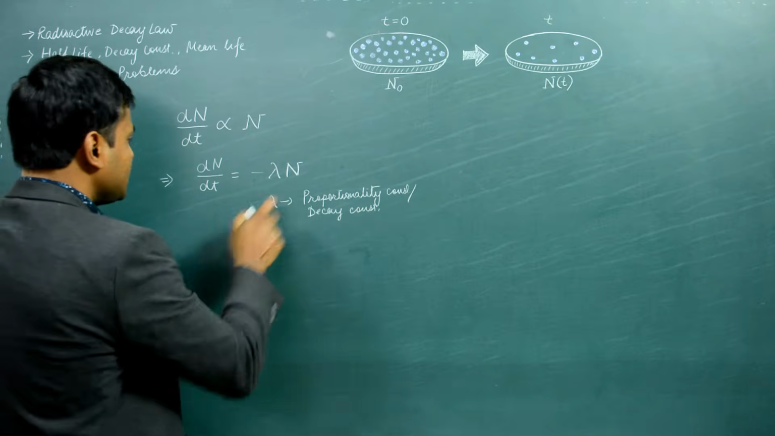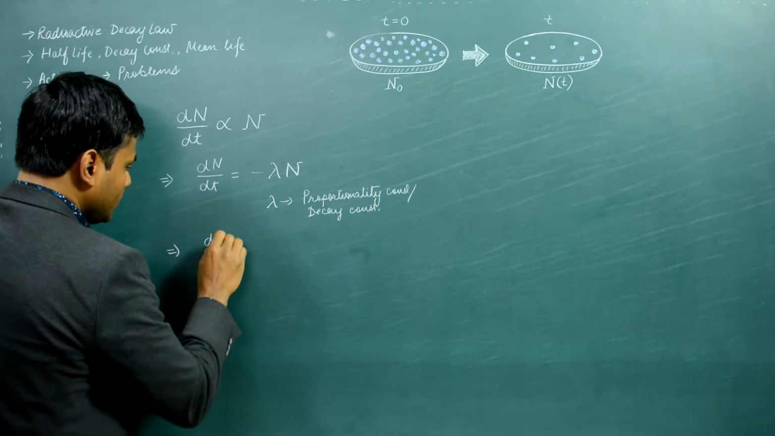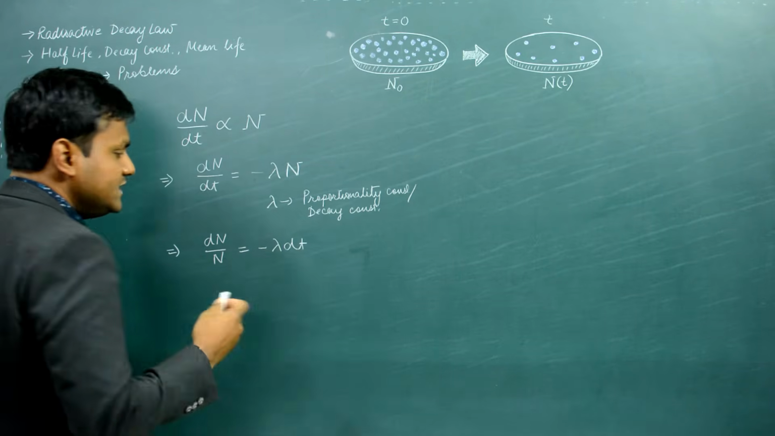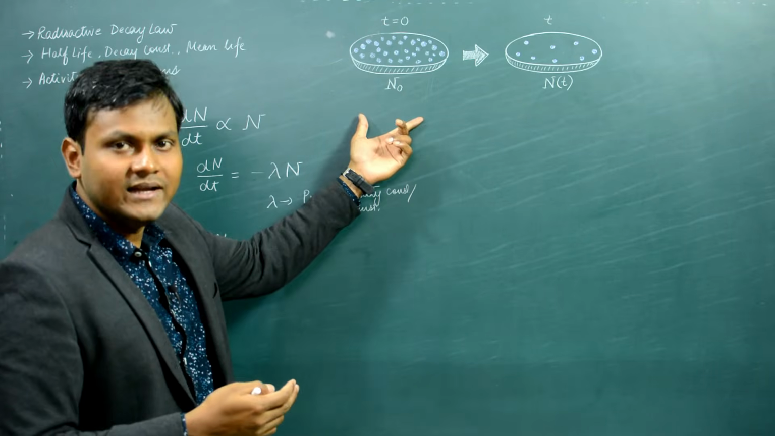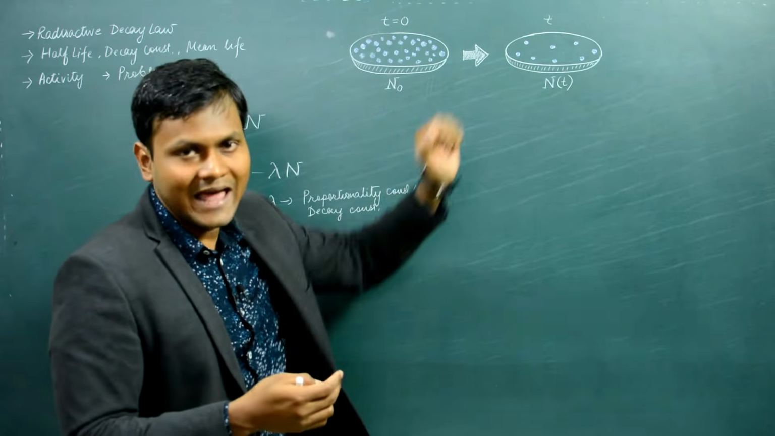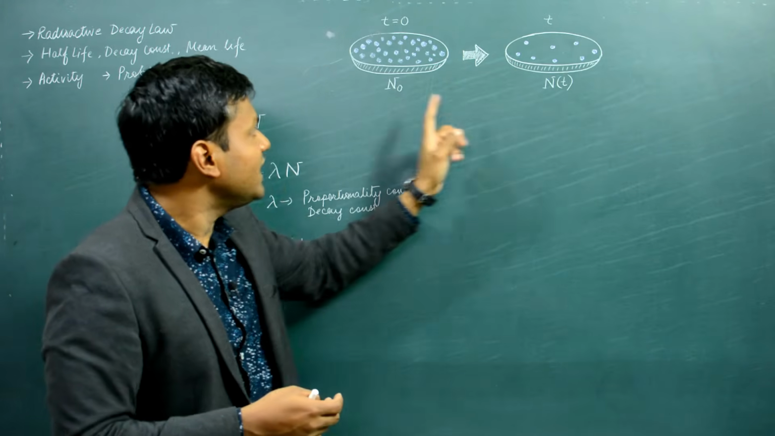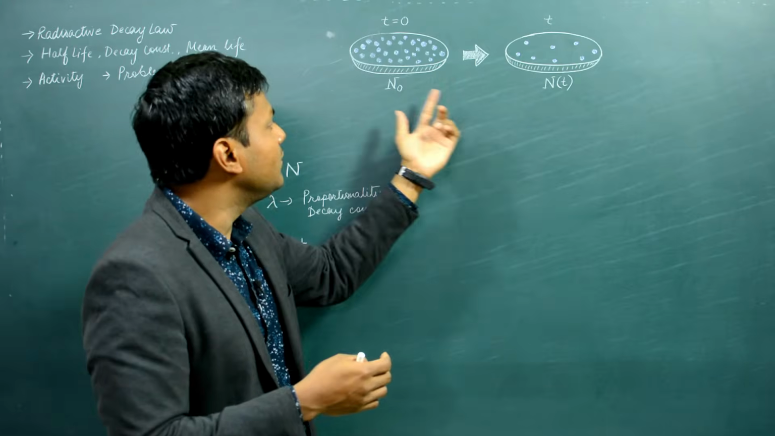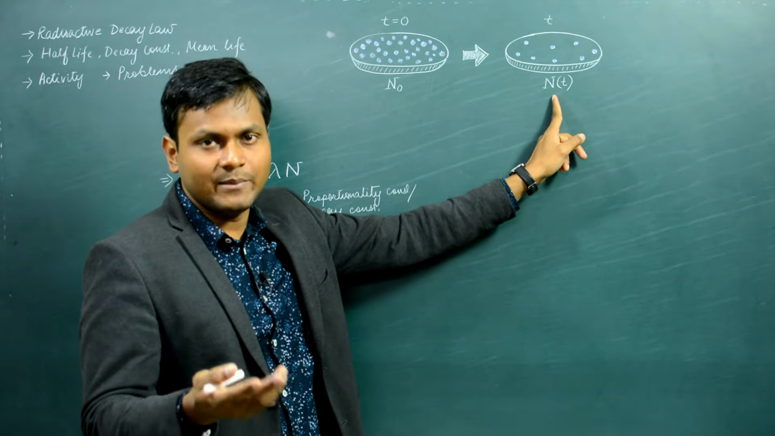Now, if this is the expression, then I can interchange the terms between N and dt and come up with dN upon N is basically equal to minus lambda dt. Now, if I assume that at time t equal to 0, a container contains N naught number of radioactive atoms, and after some time has elapsed, the container now has N number of radioactive sample. So at time t equal to 0, the number of radioactive sample is N naught, and after some time has elapsed, the number of radioactive sample remaining is N. I have written N(t) because N depends upon how much time has elapsed.